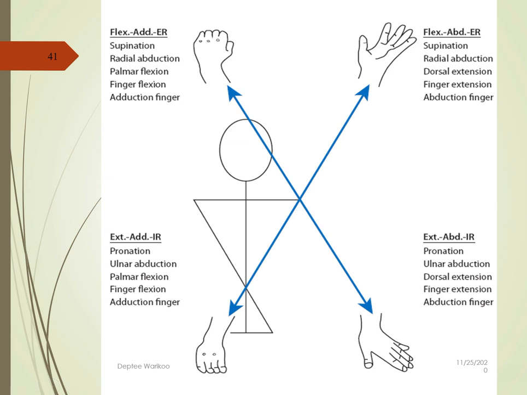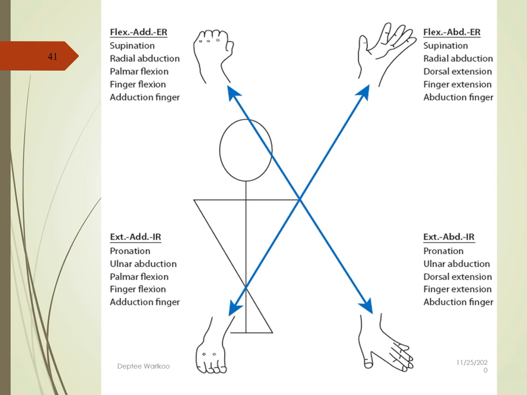Once again, see, this is a chart. Diagonal patterns means you have to cross the midline. You can start off with extension, adduction, internal rotation and end in flexion, abduction, external rotation. Or you could start off with flexion, adduction, external rotation and end in extension, abduction and internal rotation. Vice versa. Okay, so these are the diagonal patterns.